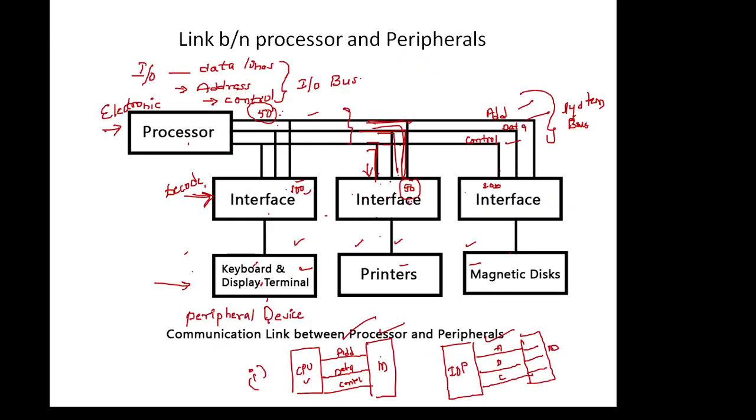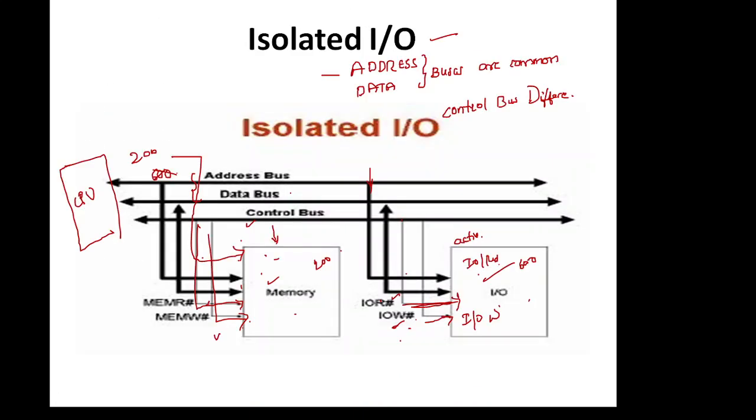So this is the drawback. You see here, previously we saw two separate address buses, in the sense we would not have any common thing. But here we are going to have a common address bus and data bus, common for both the memory and the IO, and the control buses are different.